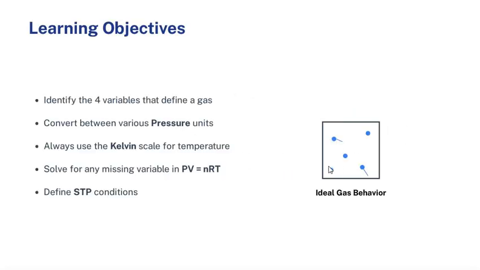So you can see a box and there's gases here. We need to define the four variables of a gas. Convert between various pressure units and use Kelvin, solve for missing variables. Oh, it's this equation.